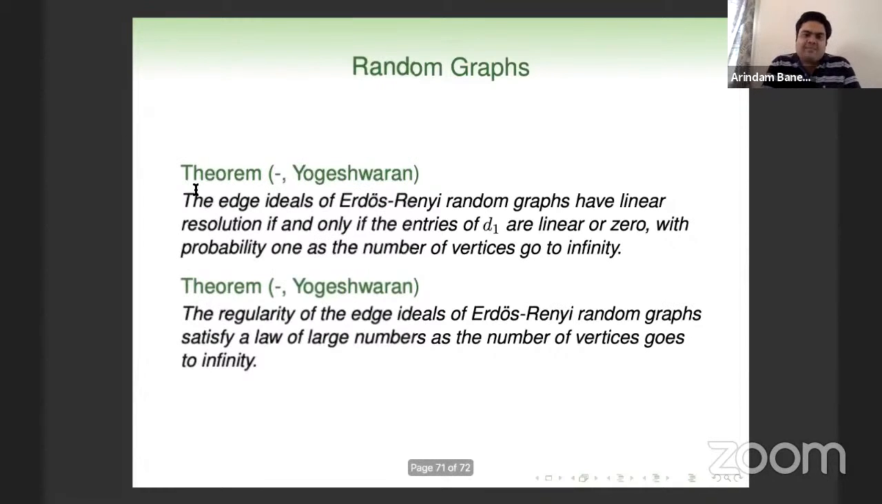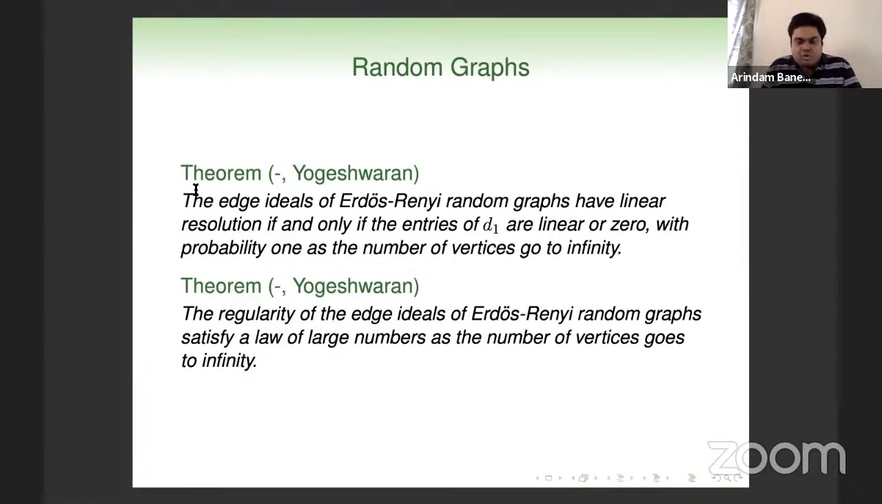Yogesh and myself worked on a random version of this, namely what happens if you take finite simple graphs, but they are actually random graphs. They come from the Erdos-Renyi model. Can you give a probabilistic dimension to this whole picture, namely this linear resolution, linear presentation, and all these things? Whether you can give a probabilistic angle to it. And actually, some really nice things happen there.